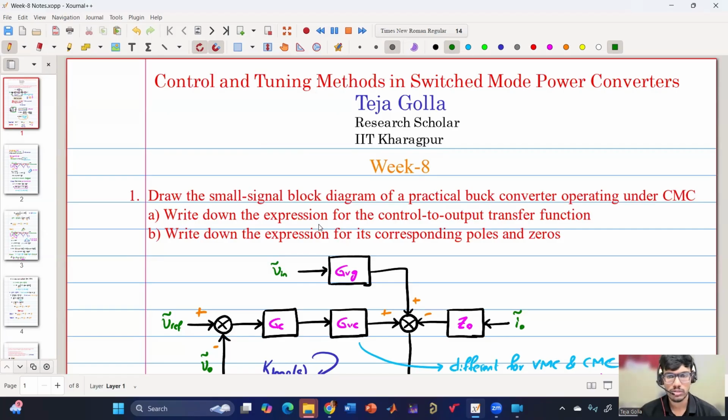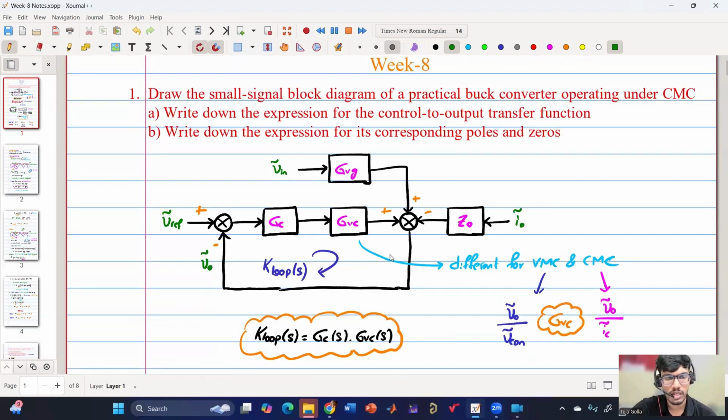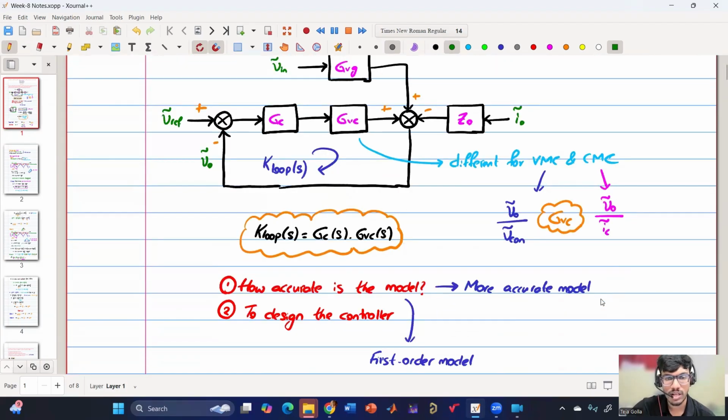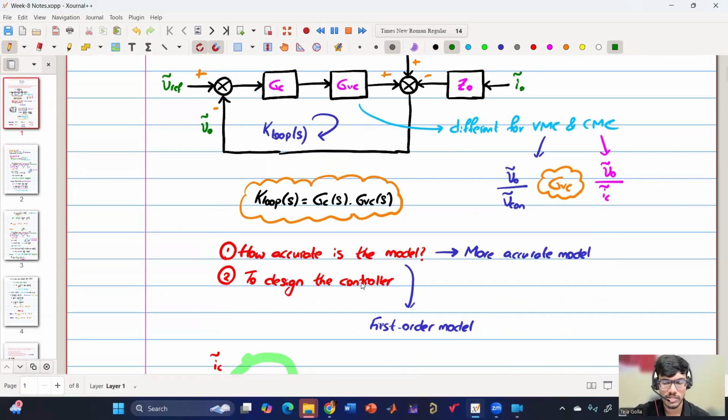Okay. So let me quickly summarize what we have discussed in today's problem solving session. We started with the small signal block diagram of a practical buck converter operating under current mode control, and we have seen that it remains the same as voltage mode control, but the GBC for voltage mode control buck and current mode control buck will be different because the control input here is the control voltage and here it is the current reference IC perturbation. Then we have seen that we need to first check the accuracy of the model before designing the controller. For today's discussion, we considered the first order model and two more accurate models using two different methods, and then later we designed the controller.